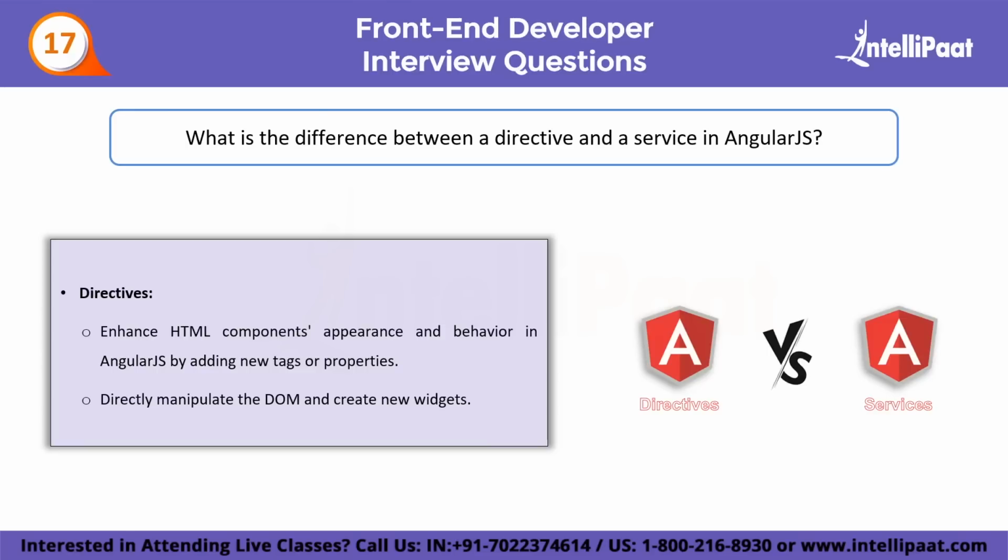Directives are mostly used to improve the appearance and behavior of HTML components in the user interface. They enable you to extend HTML by adding new tags or properties that AngularJS can recognize and handle. Directives allow you to deal with the document object model directly. They can be used to add behavior to items, manipulate them, or construct new widgets.